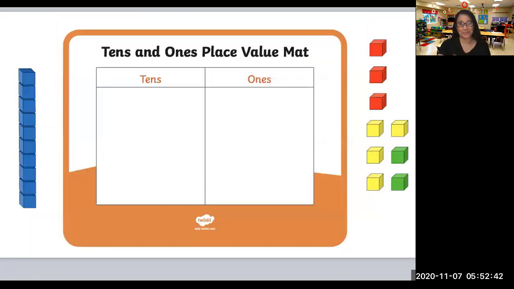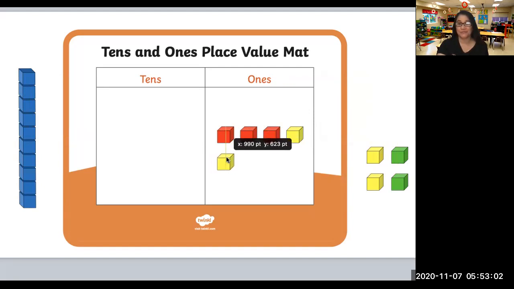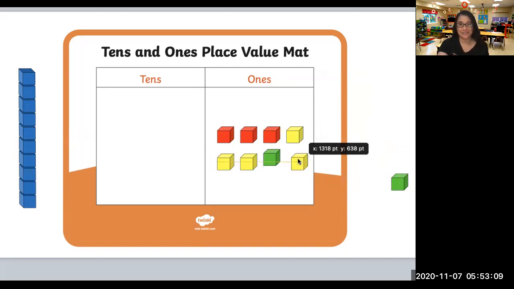Let me show you. So this is the place value math. Do you see the blocks on your right? Let's count those blocks. 1, 2, 3, 4, 5, 6, 7, 8, and 9. So we have 9 blocks.